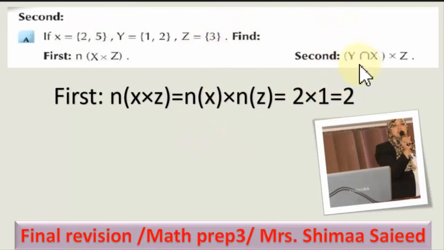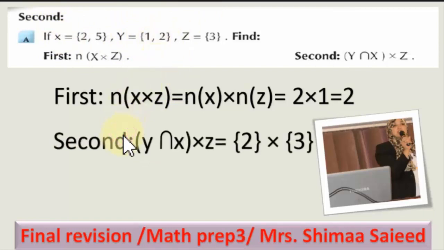Secondly, if we want to get y intersect x, Cartesian product z, calculate at first the set of y intersect x. The set of y intersect x equals the set {2}. So the set {2} Cartesian product set {3} equals the set of ordered pair (2, 3).